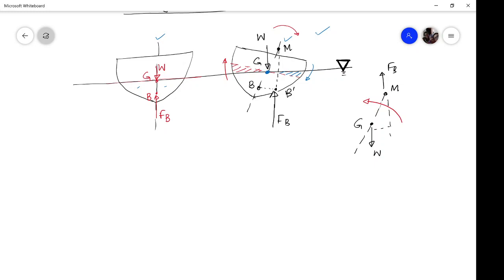Okay, so whenever an object is floating, the relative location of W and G are important, but the thing which is most important is the position of this point M. So if the point M is above G, then a restoring couple will come into picture and will bring the boat to its original equilibrium condition. That means this boat will be stable. Okay, so the stability criteria of floating bodies is basically this point M, and this is what is called as metacenter.